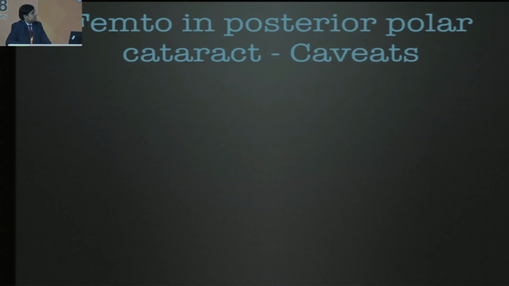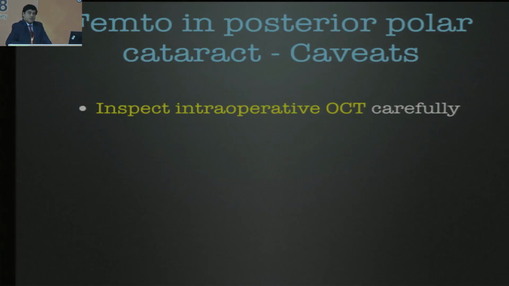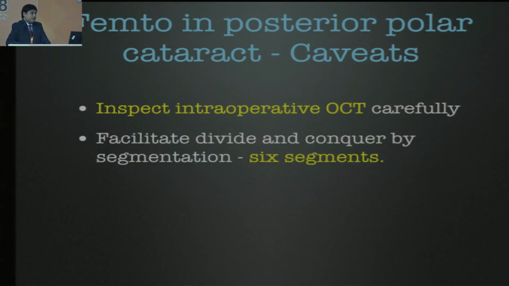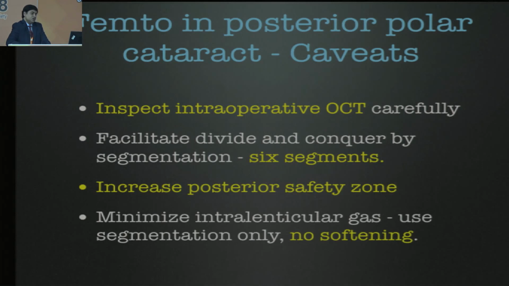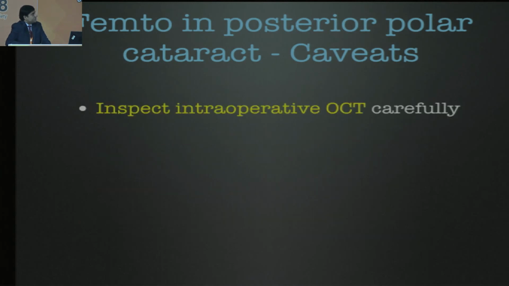So the critical points with posterior polar cataracts that I wanted to highlight: inspect that intraoperative OCT very carefully, ensure that you also segment the nucleus, and make sure that when you set the laser settings, increase the safety zone so that the likelihood of going to the posterior polar plaque is minimal. In these cases, you do not want to soften.